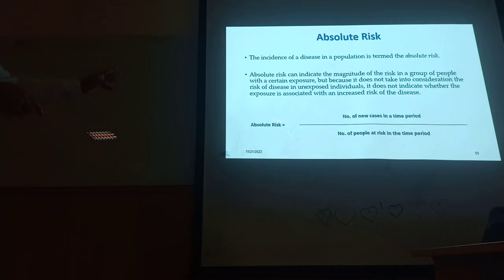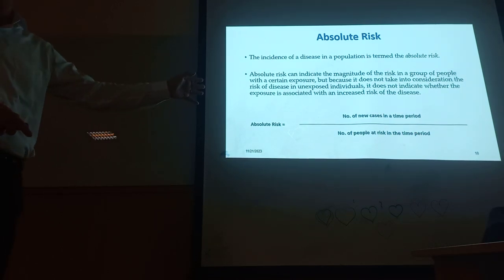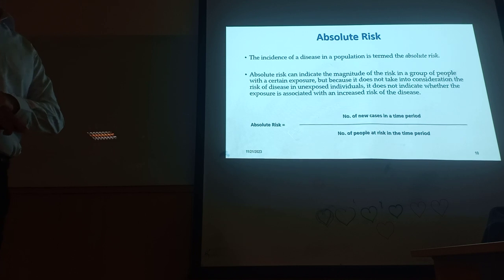So absolute risk, the formula for absolute risk is number of new cases in a time period divided by number of people at risk in that time period. This is the general formula for absolute risk. Let's look at an example.